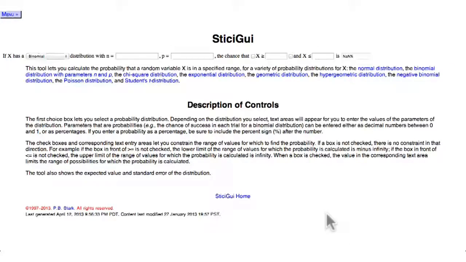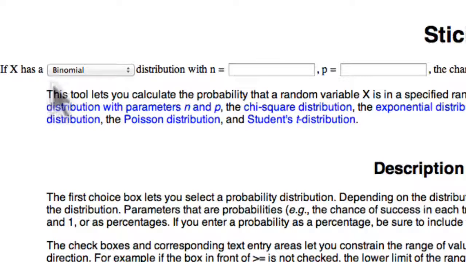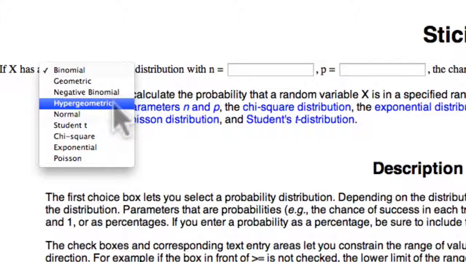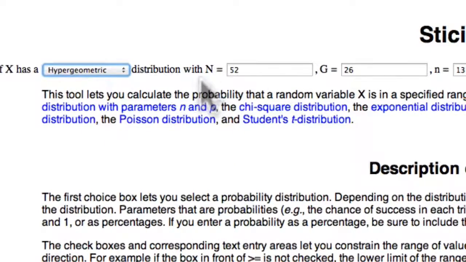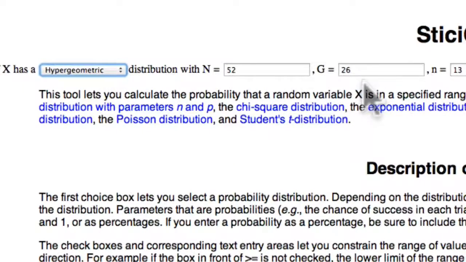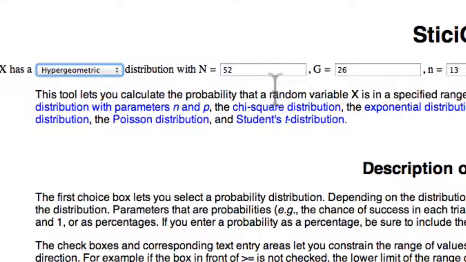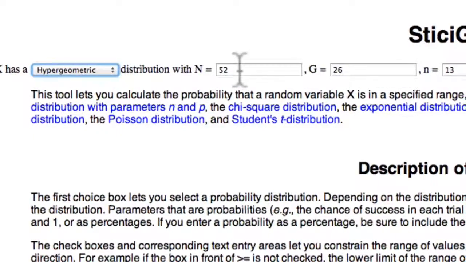Here's the same probability calculator that we used when we were doing binomial probabilities, and it is by default set to binomial. But we're not in the binomial setup anymore. We are doing the hypergeometric. There it is. And look, suddenly all the parameters change.